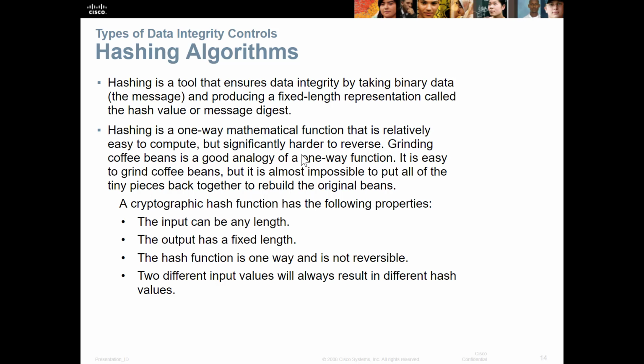A cryptographic hash function has the following properties. The input can be any length, like we talked about. Our output is going to be a fixed length. The hash function is one way, not reversible. And then finally, two different input values will always result in a different hash value, okay? So this laptop and this iPhone are never going to be the same. You're never going to have overlapping hashes, okay? They are 100% going to be independent, and that's just how the algorithm was created.